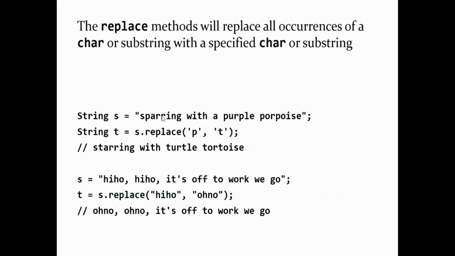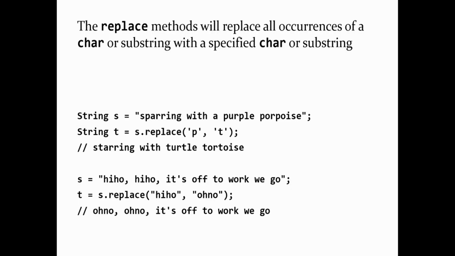So I've got sparring with a purple porpoise. If I replace all p's with a t, the string you end up with is starring with a turtle tortoise. If you want to replace a substring, just give it strings. So if I want to replace all occurrences of hi ho with oh no, then you just write s dot replace hi ho, oh no, and you'll end up with oh no, it's off to work we go.